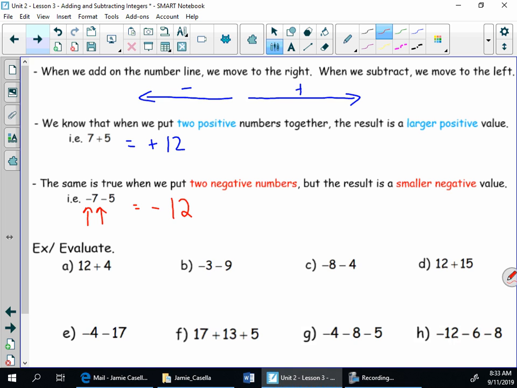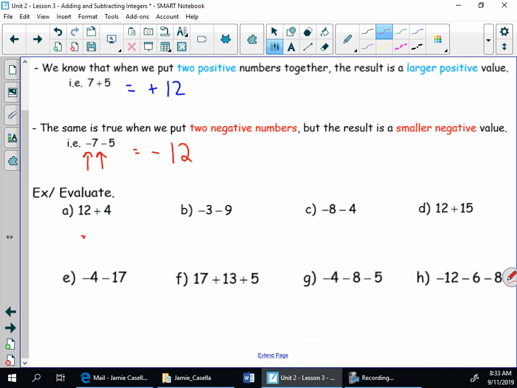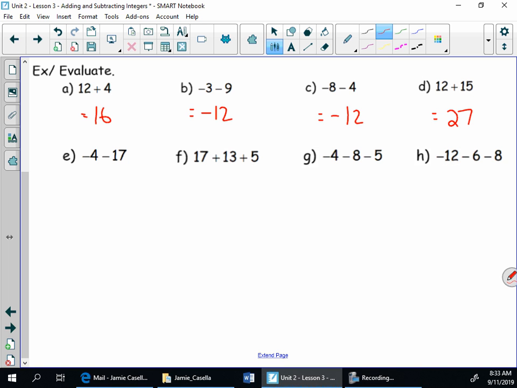12 and 4. What does that make? Well, they're both positives, so it's going to be a bigger positive, 16. -3 and -9, well, they're both negatives, so it's a bigger negative. 3 and 9 makes 12. -8, -4, both negatives. So 8 and 4 makes 12. 12 and 15, both positives, so a big positive, 27. -4, -17, oh, a whole bunch of negatives. I need a whole bunch of negatives. 4 and 17 makes 21.